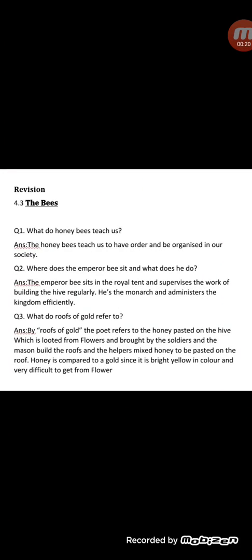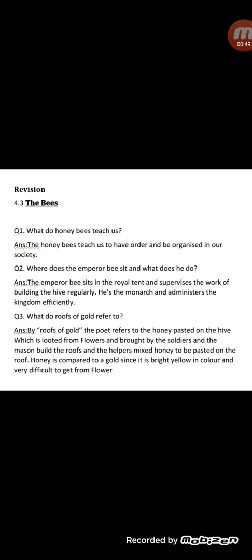Now what does the bee symbolize? Hard work, right? So are you all putting up hard work in your studies to be successful, to get good marks? Yes, so you all have got yourselves busied with the studies, right? So we are going to do a revision of the poem The Bees.